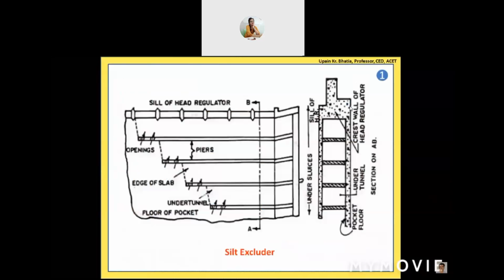And this is the diagram which is given in the books generally for the silt excluder. Here you have the sill of the head regulator. These are the piers in which the gates will be running. You can regulate those gates to allow the quantity of water to be transferred. And here we have a series of tunnels which are going to the downstream side towards the under sluices. Through these under sluices, we can control the flow of water through these tunnels. And this is the sectional view of those tunnels.